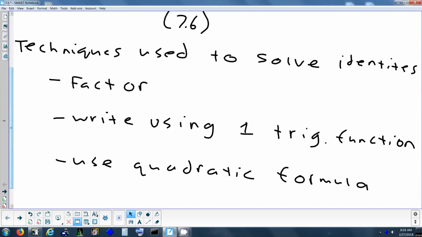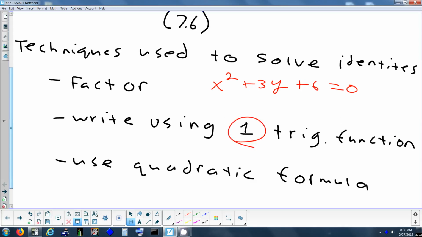And you have to write everything in terms of one trig function. When you have a quadratic equation, you would not have something like this. That is not really a quadratic equation that you can use the quadratic formula on. The reason is you have two different variables. So what we have to do is get everything with just one type of thing in the problem. Either all x's, or in our case, all the same trig function. All sines, all cosines. You can't do it with different trig functions.